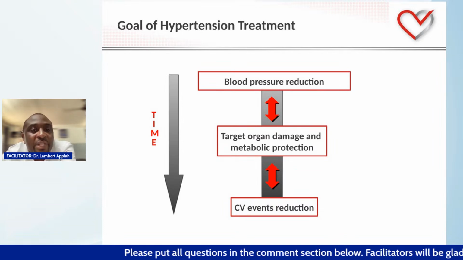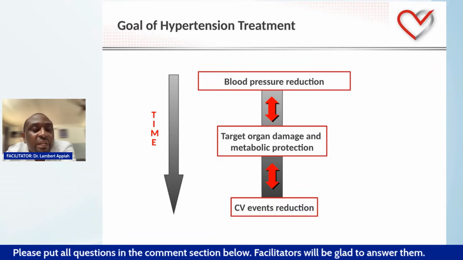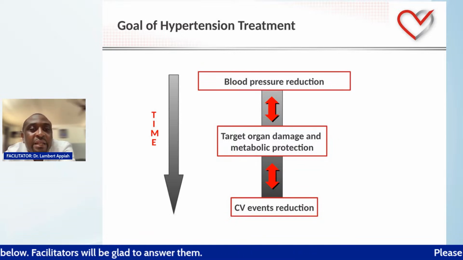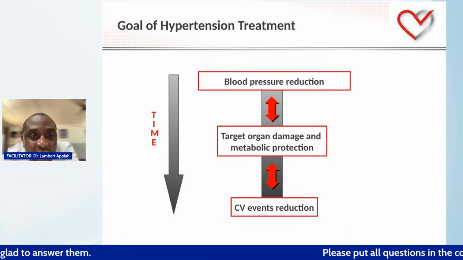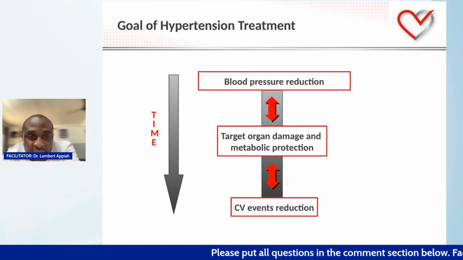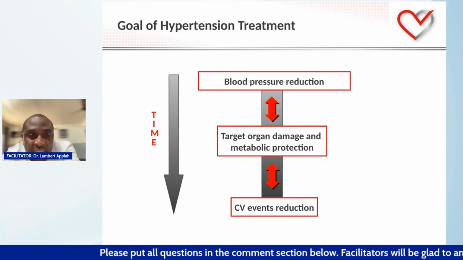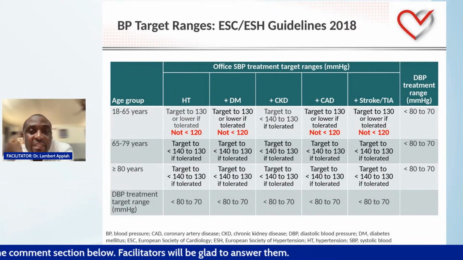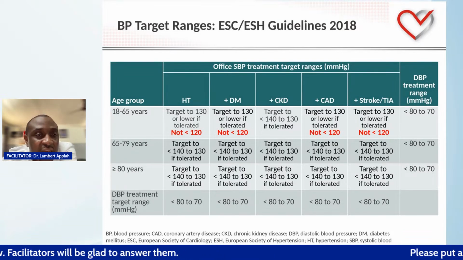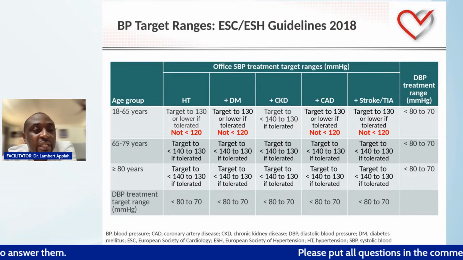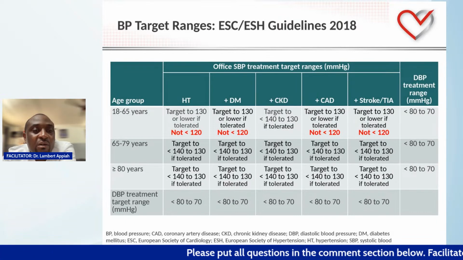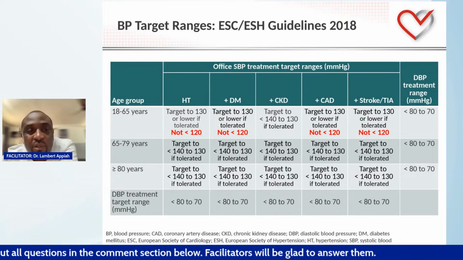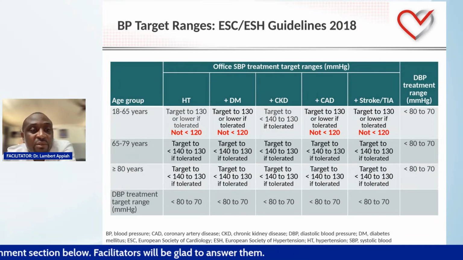So blood pressure reduction is key in terms of the therapeutic goals that we have in treating high blood pressure. The reason is because blood pressure reduction correlates with target organ damage and metabolic protection. Again, it does correlate with cardiovascular events or the risk of cardiovascular events. So almost all the guidelines always advocate treating targets for the most part, in the young, of 130 systolic or below. As much as the patient can tolerate, you can even come all the way to 120.